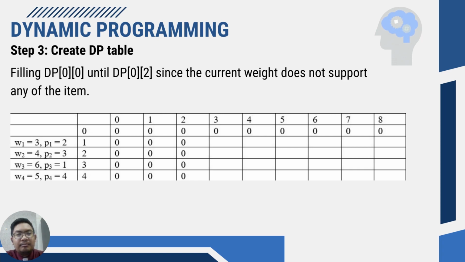For columns 0 until 2, we can also fill them with zeros since all the items carry a weight of 3 or more, so anything with a weight below 3 cannot be filled in the cell. We end up with the dp[0] row all zeros, and dp[0][0] until dp[0][2] all zeros also.